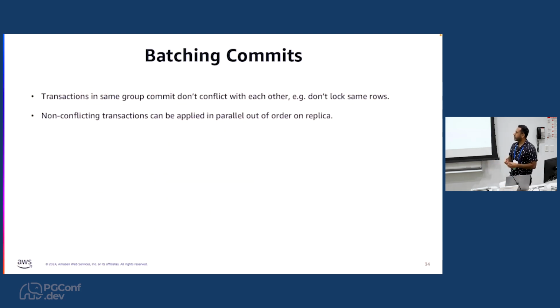There's another property about transactions that are in the same group commit. We know they were prepared together and they were committed to binary log together, which means all of those transactions don't fight for the same locks, and they don't have conflicting locks. And this is a property that can also be used on the replica for parallel replay as well, that we'll see in the next slide.